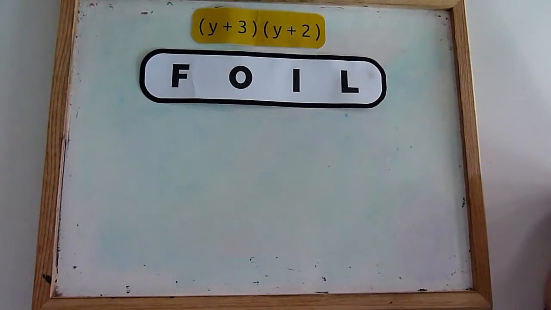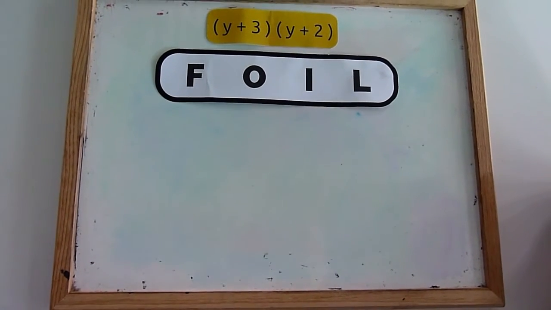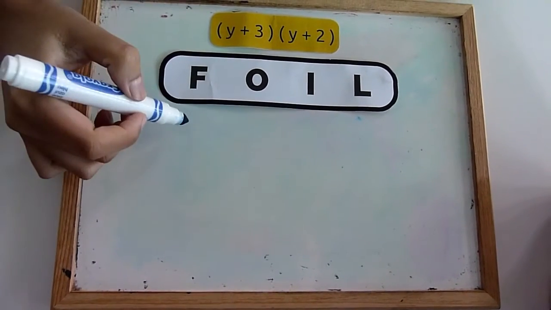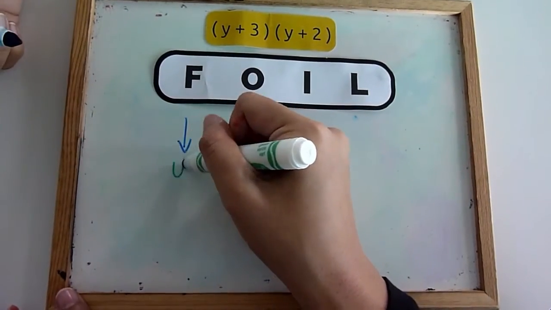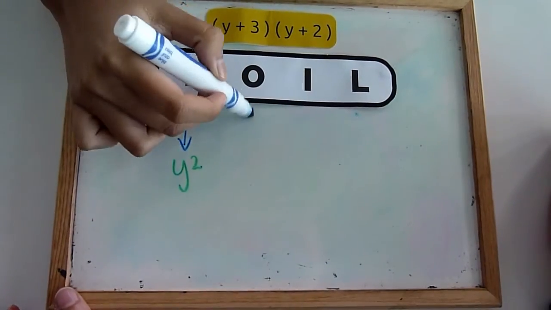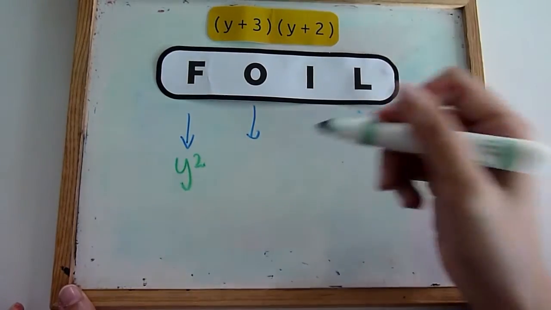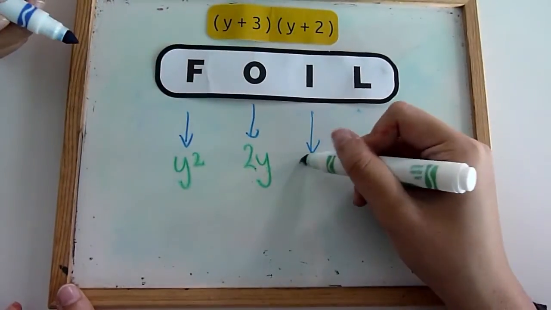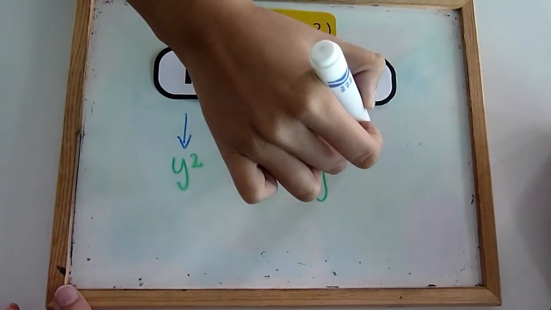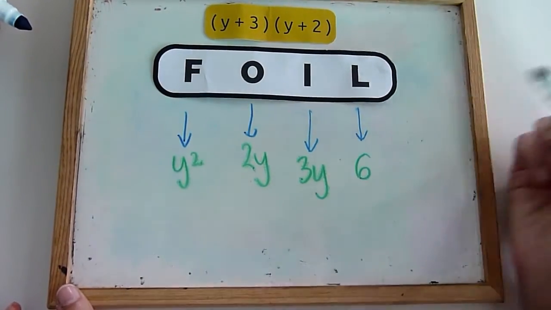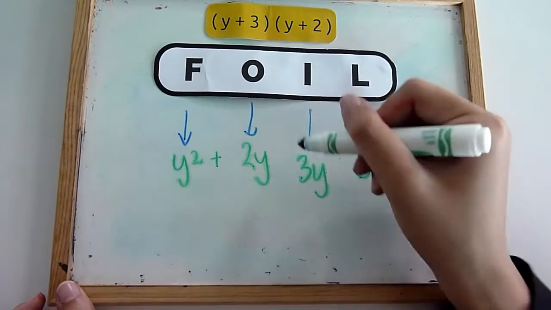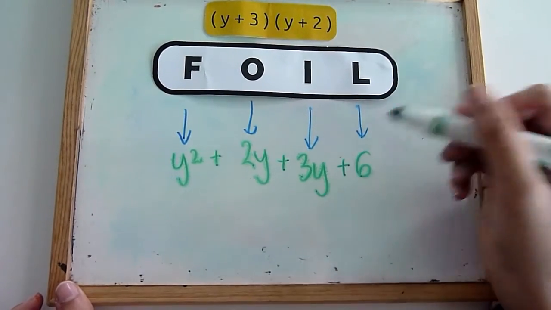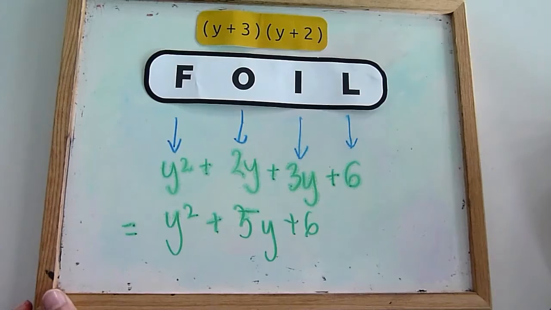Using the FOIL method, we managed to get individual answers by slowly expanding the brackets. When we multiply the first 2 terms, we get y squared. When we multiply the outside 2 terms, we get 2y. Multiplying the inside 2 terms, we get 3y, and multiplying the last 2 terms, we get the beautiful number of 6. Let's tidy up our algebra expressions by collecting like terms together. And this is what we get.